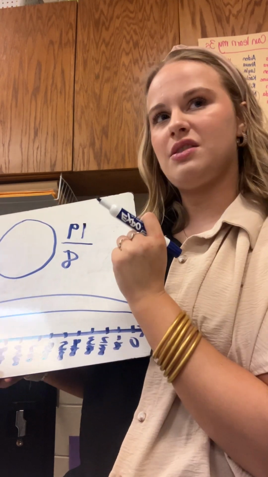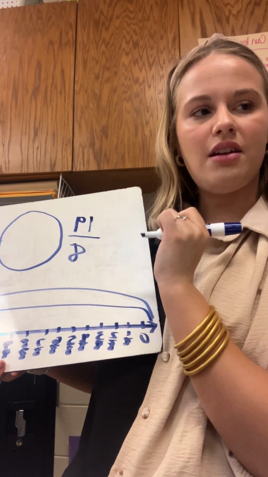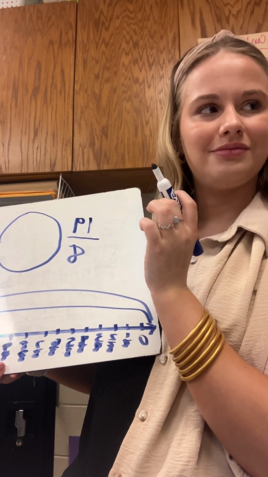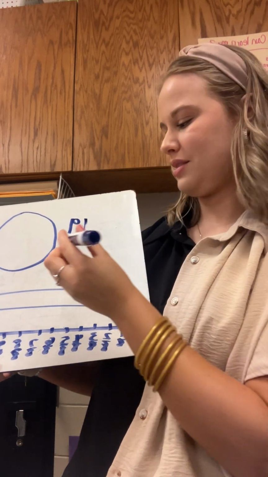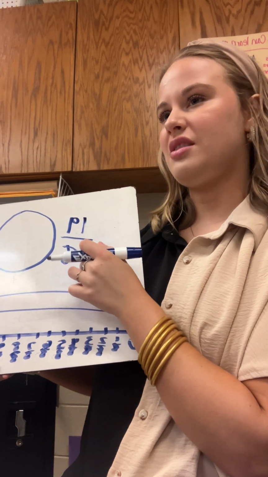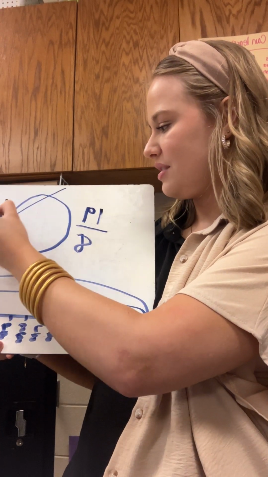Then which fraction would be the smallest? 16 eighths. How do you know that? Because it's closer to the 0. So which fraction is the alligator mouth going to eat? 19 eighths. Awesome.